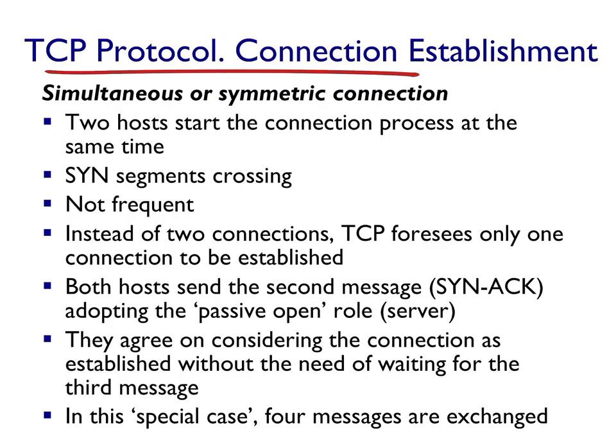There is another type of connection establishment. It's called simultaneous or symmetric connection. In this case, both hosts want to connect at the same time, so there is a SYN segment crossing. It's not very frequent, but instead of two connections, TCP is thinking about it and says, okay, we only have one connection. Both hosts send the second message, the SYN ACK, the second one in the three-way handshake, adopting the passive open role. And in this special case, 4 messages are exchanged.